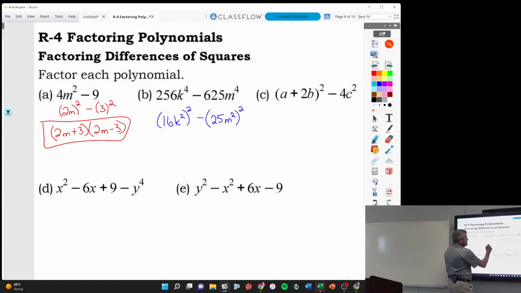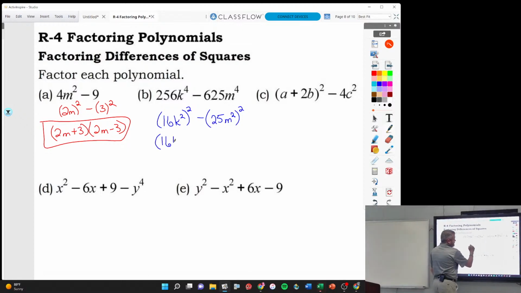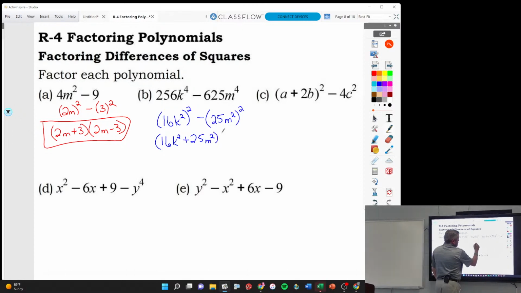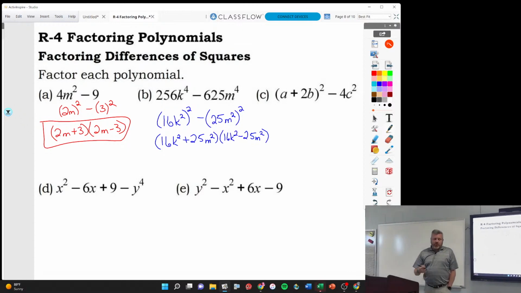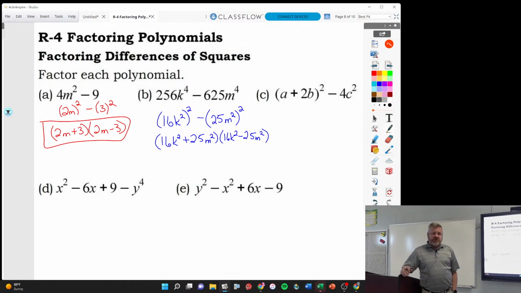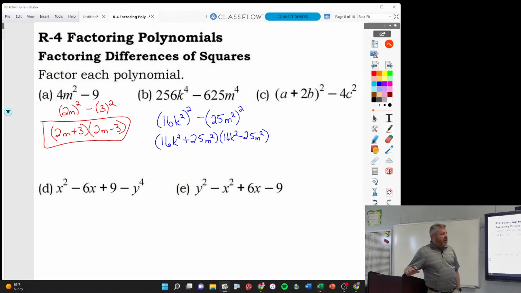And this is going to factor into 16k squared plus 25m squared and 16k squared minus 25m squared. And I've said this before, when factoring, always ask yourself, am I done? Okay? I want to point something else out. When I'm doing a difference of squares, I will always write the plus first and then the minus. And the reason is we may or may not be done after this point.